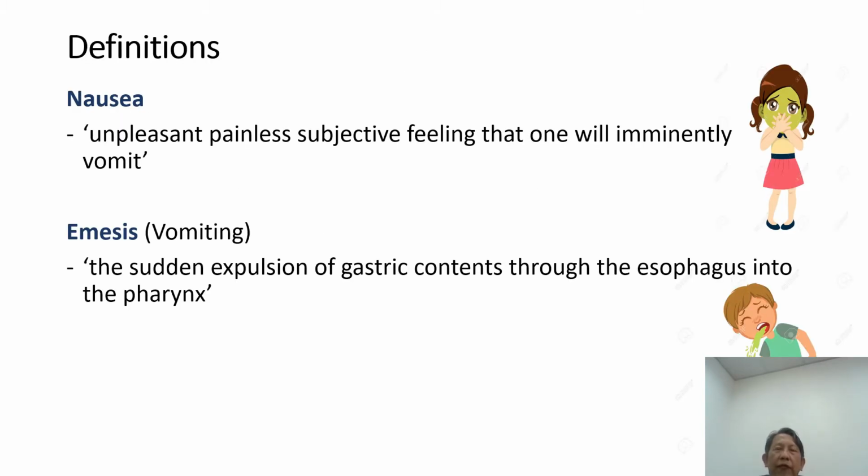What is the definition of nausea? It is an unpleasant feeling of the need to vomit. Nausea generally precedes vomiting, but it can occur by itself. In comparison, emesis or vomiting refers to the sudden forceful expulsion of gastric content through the mouth, sometimes through the nose.